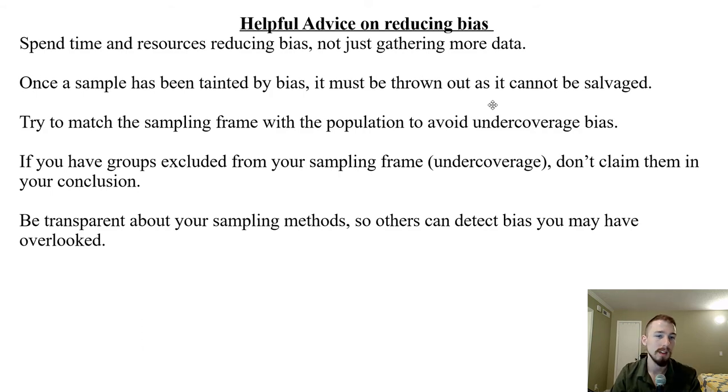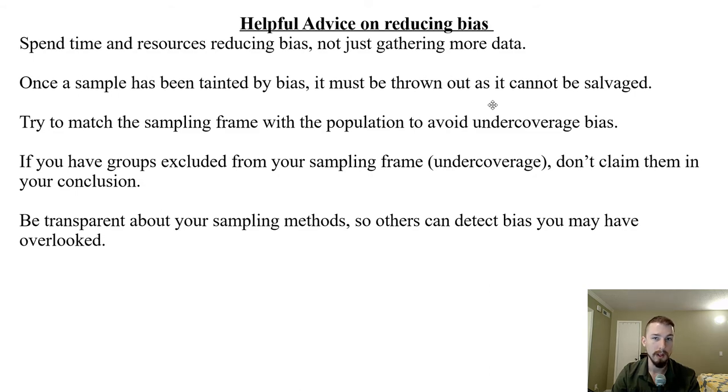Okay. Once a sample has been tainted by bias, it must be thrown out and can't be salvaged. I know you wish that you could. Try to match the sampling frame with the population to avoid undercoverage. So again, watch out for people that don't have the opportunity to be represented in your sample. That's undercoverage. If you have groups excluded from your sampling frame, that's undercoverage, so don't claim them in your conclusion. If you don't have a way of polling homeless people, then don't claim to speak on behalf of homeless people. It's that simple.